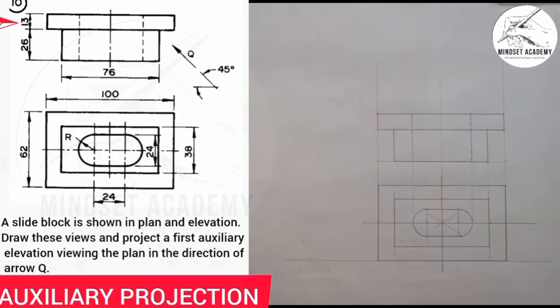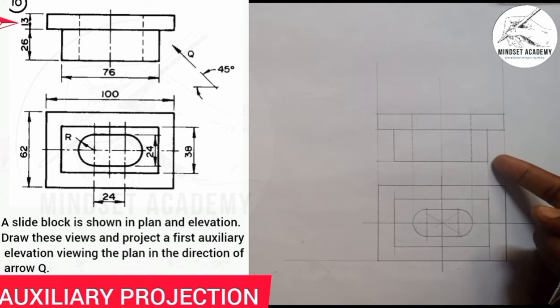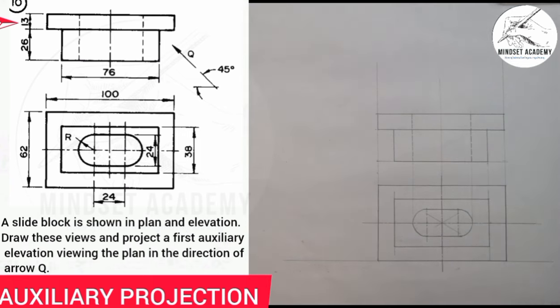the screen. Now the question says we should view it from this angle here. We're viewing this. The question says we should view the plan in the direction of arrow Q. So we are viewing this plan here in the direction of what? Arrow Q. So we are going in this direction. What is the angle of the direction? That is 45 degrees. So I'll take my 45 degrees at every given point here, and I'll start viewing.